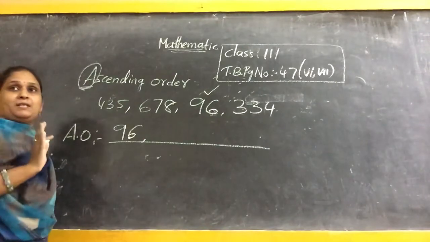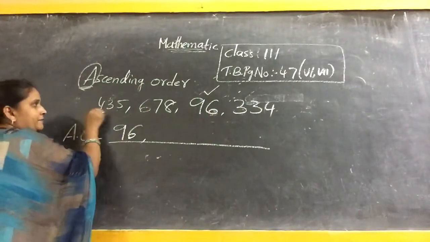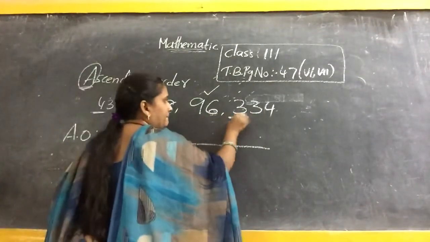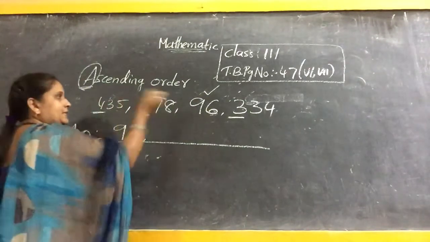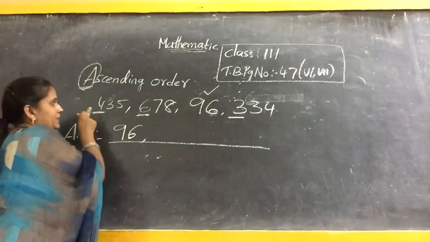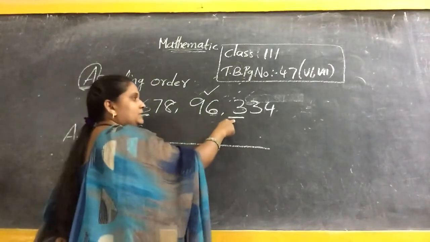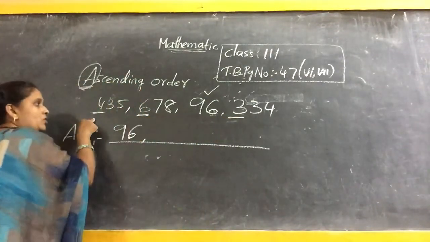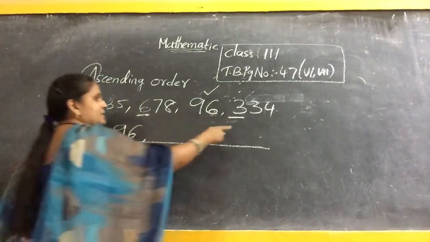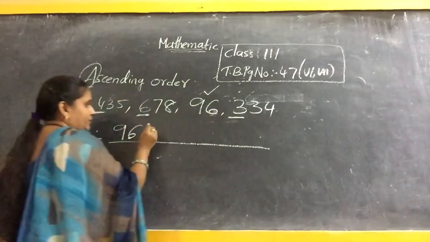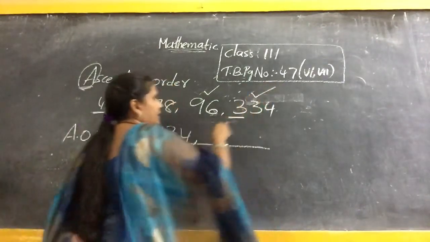2-digit number first. After that, in all the 3-digit numbers, underline the first digit. Now compare those first digits from the right side corner. Here 4 is there. Next, 6 is there. Next, 3 is there. Now of these 4, 6, 3, which is the small number, children? Yes, 3 is the small number. So what is that number that we have to write? 334. Put comma, tick mark.